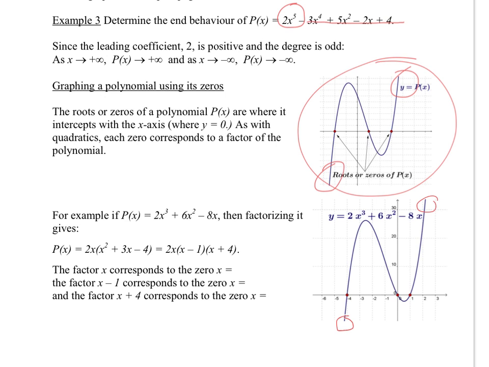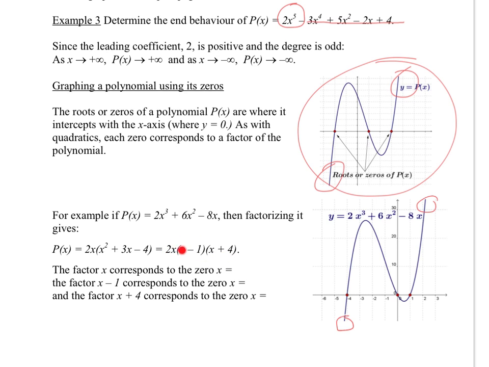Now the other pieces of this we can try to fill in by factorizing. If we take this expression and factorize it, 2x is a factor of each of these, so it's 2x times x squared plus 3x minus 4. We can also factorize the x squared plus 3x minus 4 to get x minus 1, x plus 4.